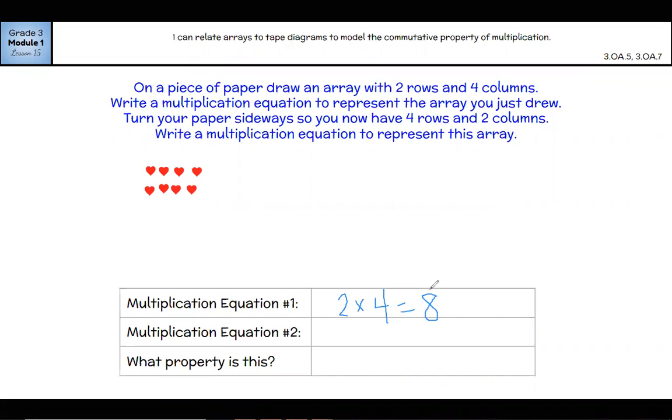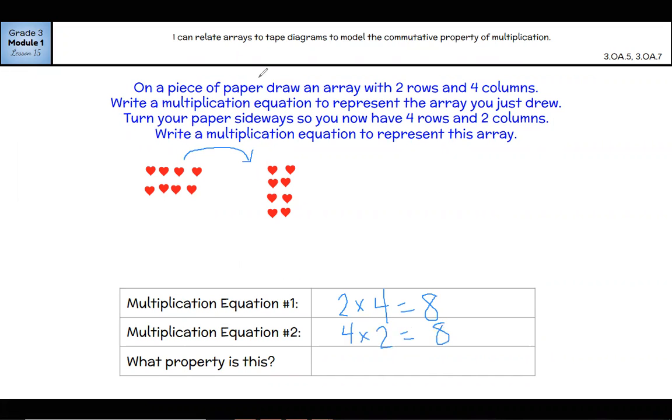Okay, now it says turn your paper sideways, so you have 4 rows and 2 columns. So I can't turn my screen sideways, but I can show you what it would look like if I were to turn this sideways. It would look like 4 rows with 2 in each row, right? So this equation is 4 rows with 2 in each row, and that still equals 8.